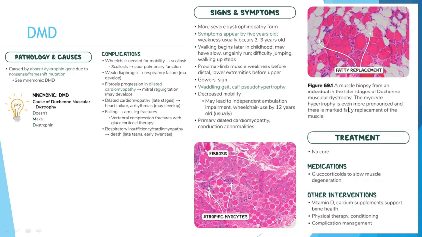Again, here you can see the muscle biopsy from an individual in the later stages of Duchenne dystrophy. You can see the fatty replacement, and this fat causes the pseudohypertrophy of the muscles. The muscles may seem big, but because it is due to fat replacement, they are not strong.